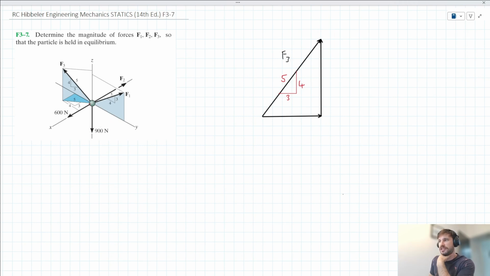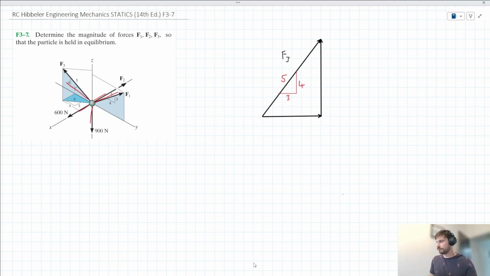What I find interesting about this problem is that one force is not like the rest, right? So F2 and this 600 Newton force here are just acting in the X. This 900 Newton force is just acting in the Z. This F1 here is acting in 2 dimensions. It's acting with a Y and a Z component here. F3 is the one that interests me the most because it's acting in all 3 dimensions, right? It's acting in the X, the Y, and the Z.